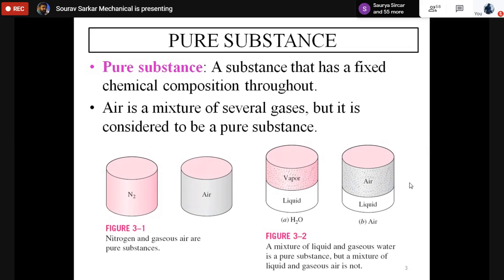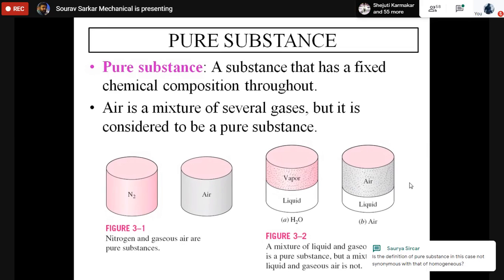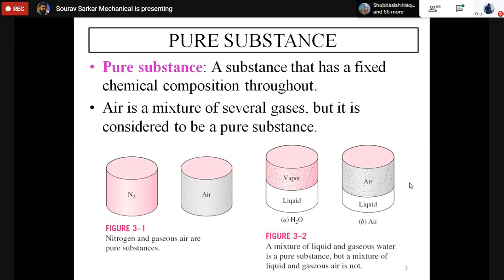So if we take a sample of that, it may happen that the composition is not homogeneous. Now suppose I give you one example: suppose it is a water and water vapor mixture. Is it a pure substance? If there is a container and in the container some part is vapor, some part is water, can we consider this as a pure substance? A mixture of water and water vapor. Any opinion? Yes, sir. Pure substance.